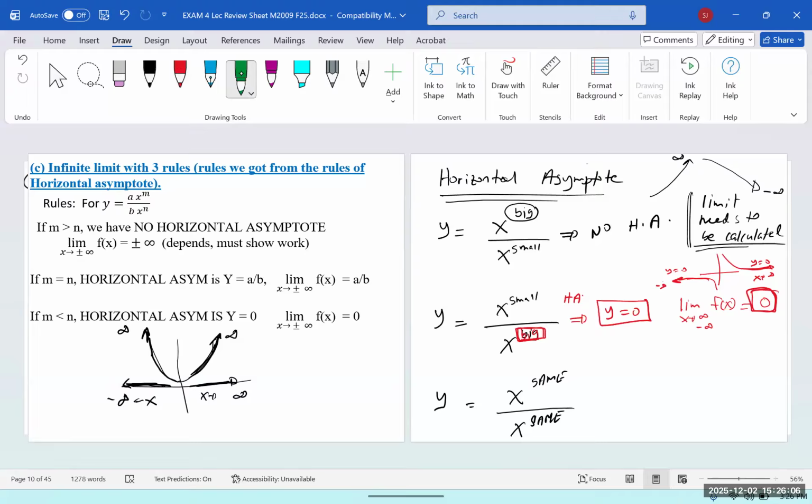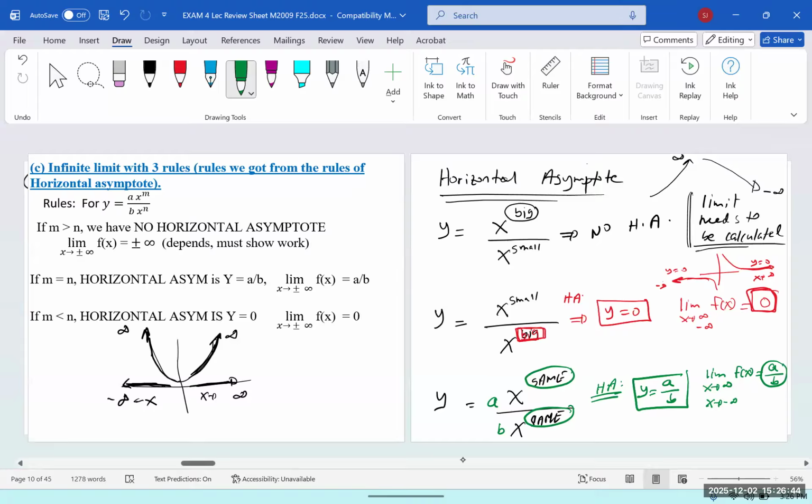And then the last scenario, you have the same degree on both numerator and denominator. If you have some type of coefficient, then your horizontal asymptote is y equals the ratio of the coefficients. The limit, whether you go to positive infinity or negative infinity, doesn't matter. Your limit and the horizontal asymptote are the same number. Whatever coefficients you have in front of the numerator and denominator, combine them, and that's your limit.